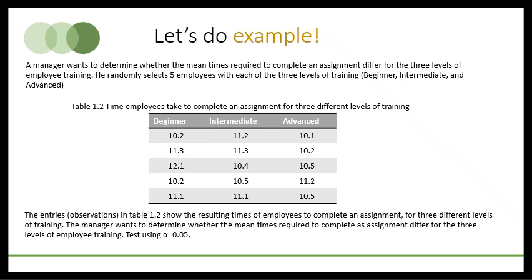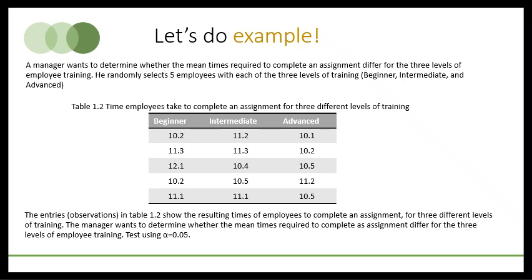And we have 3 different groups, which is beginner, intermediate, advanced. The entries in table 1.2 show the resulting times of employees to complete an assignment for the 3 different levels of training. The manager wants to determine whether the mean times required to complete an assignment differ for the 3 levels of employee training. Test using alpha equal to 0.05.